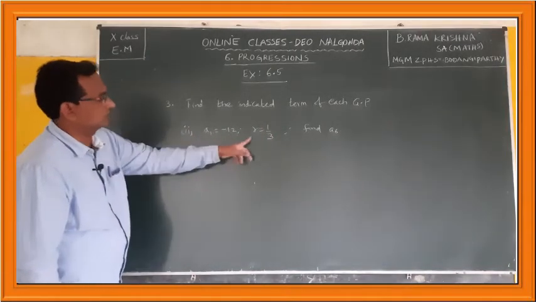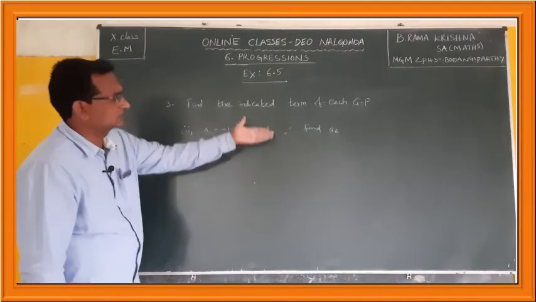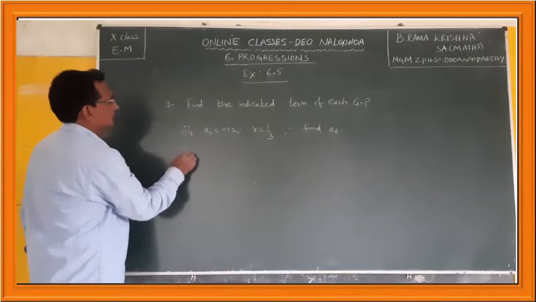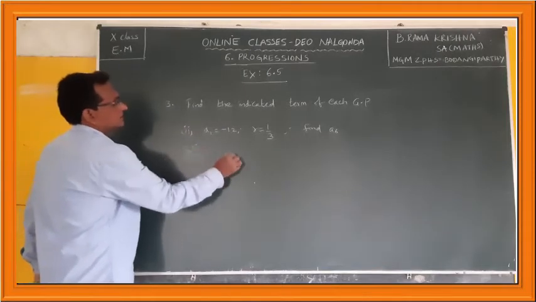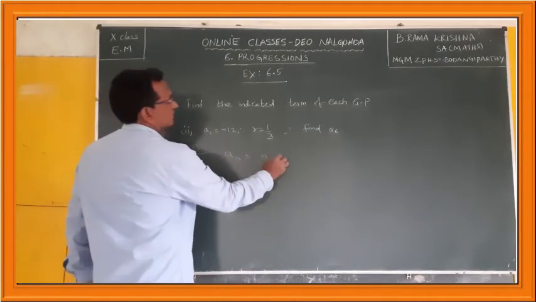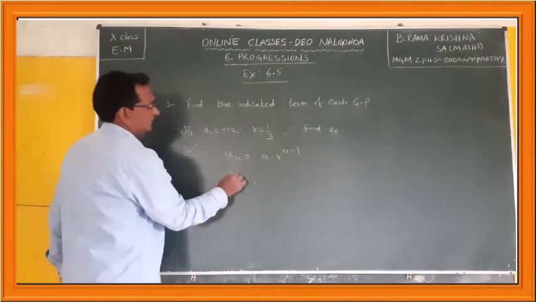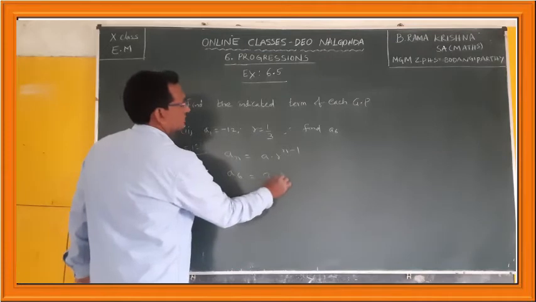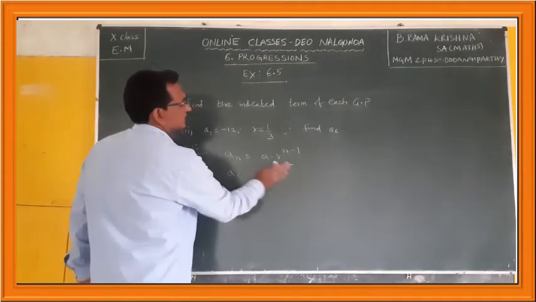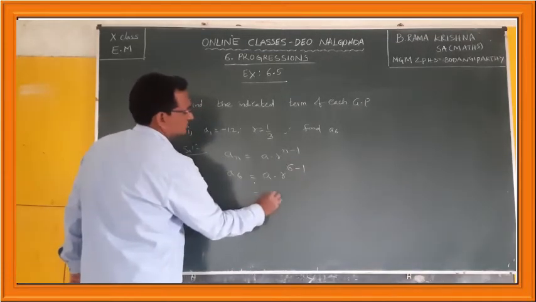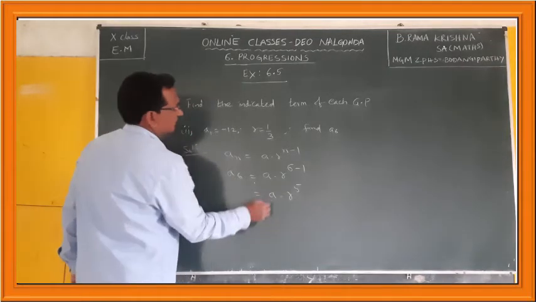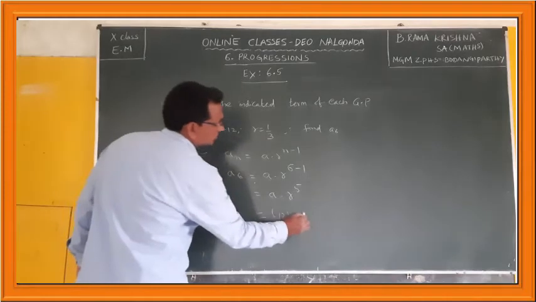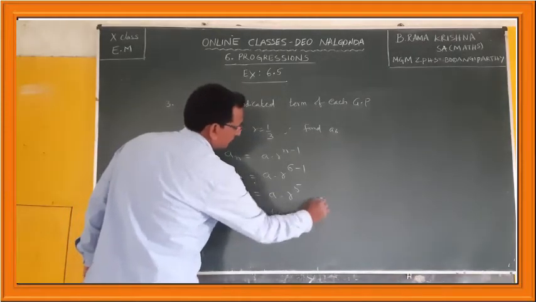A is given, R is given directly, A6 you have to find. You can easily find using the nth term. A6 or AN is equal to A into R to the power of n minus 1. A6 is equal, directly you can write A into R to the power of 5. How do you get this? 6 minus 1, which is equal to A into R to the power of 5. What is A here? Minus 12 into R, which is 1 by 3, whole to the power of 5.